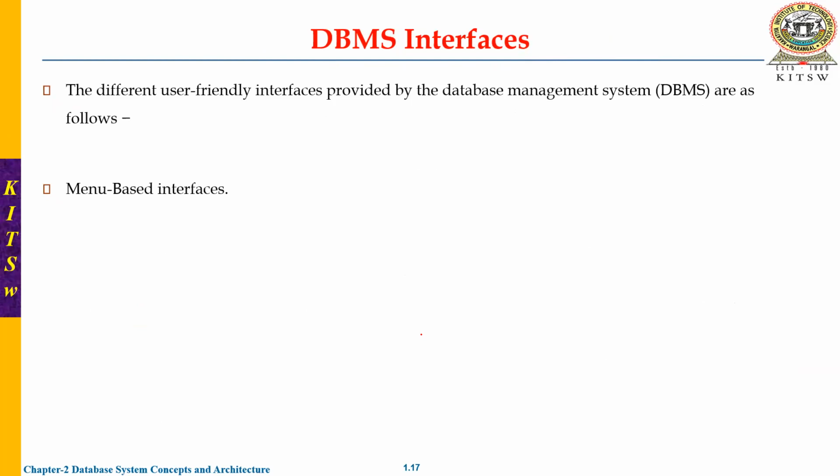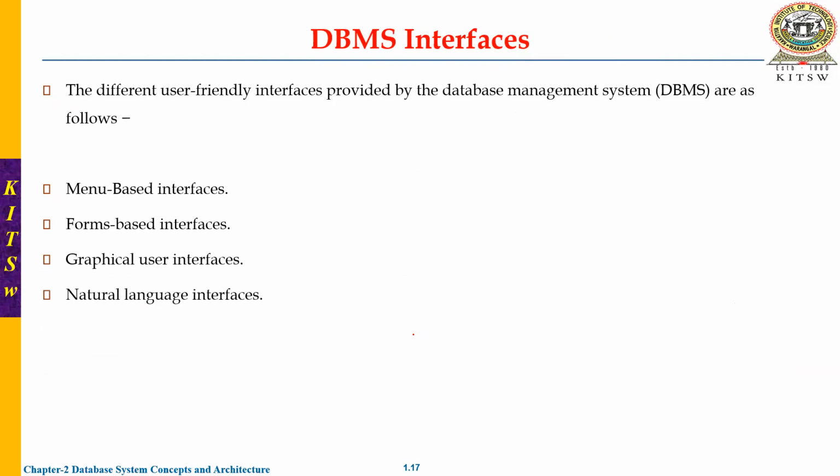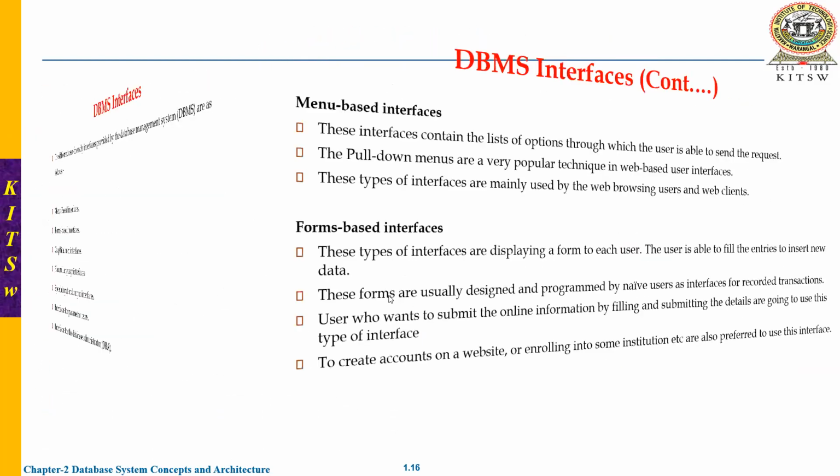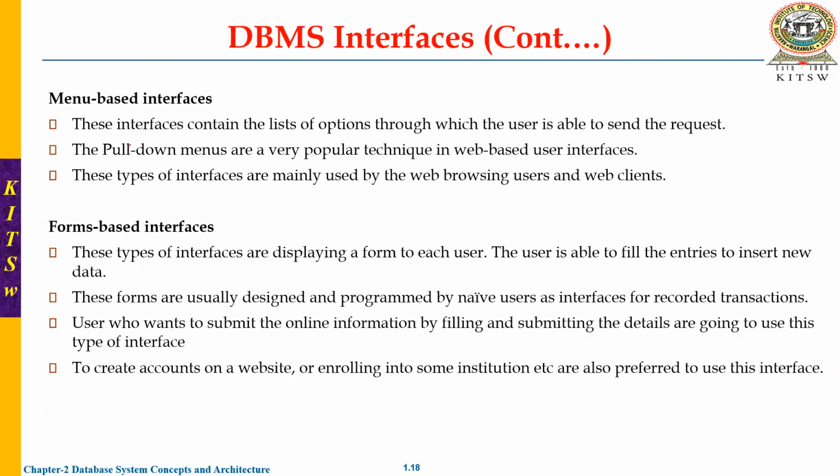So there are different user-friendly interfaces provided by the DBMS: menu-based interfaces, form-based interfaces, graphical user interface, natural language interface, speech input-output interfaces, interfaces for parametric users, and interface for the database administrator. The first one is the menu-based interface. Menu-based interfaces contain a list of options through which the user is able to send requests, and pull-down menus are a very popular technique in web-based user interfaces. You have already experienced this; many websites contain pull-down menus, and these types of interfaces are mainly used by web browsing users and web clients.